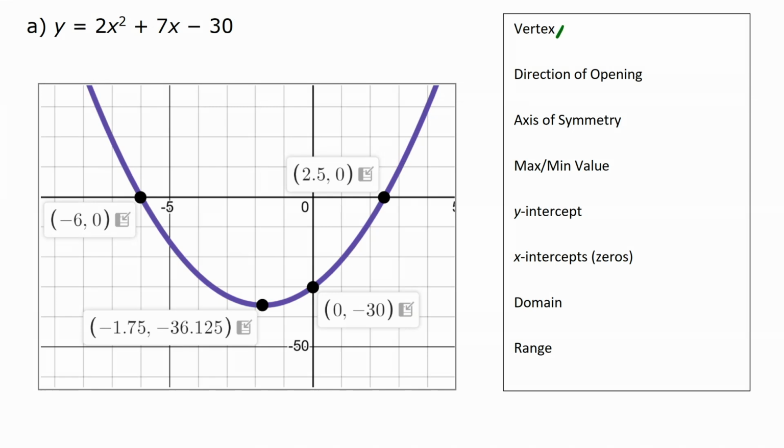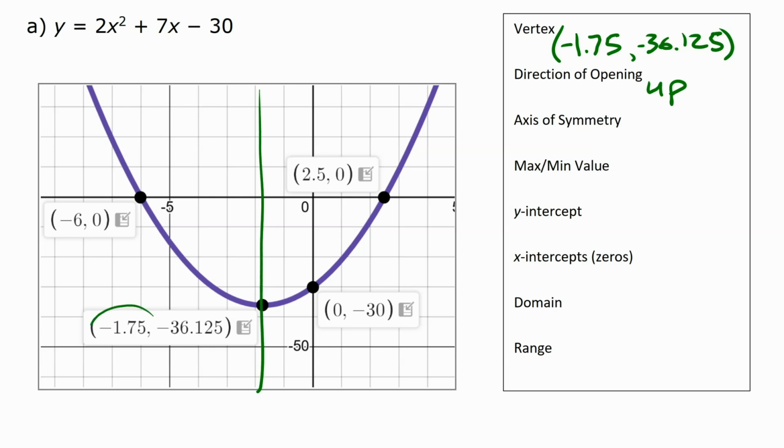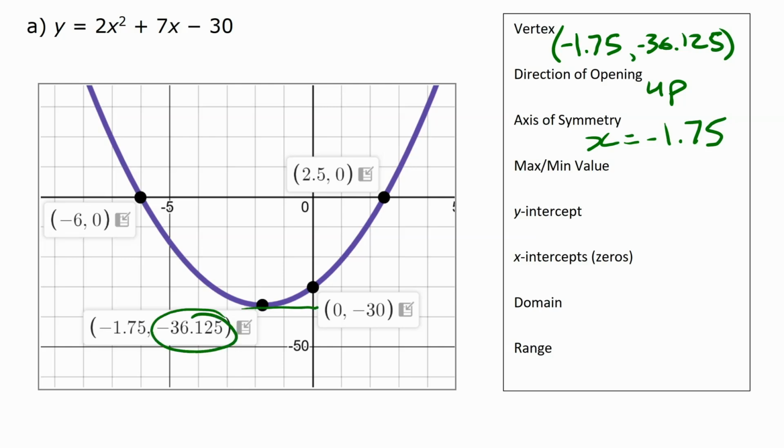Now we can use our graph to write down some of the information. Our vertex was negative 1.75, negative 36.125. Our direction of opening was up. Our axis of symmetry, right down the middle there, is going to be related to that number there. It is going to be x equals negative 1.75. Our max-min value, this has a minimum value. It has this low number. That is the lowest it goes. That is the minimum value.